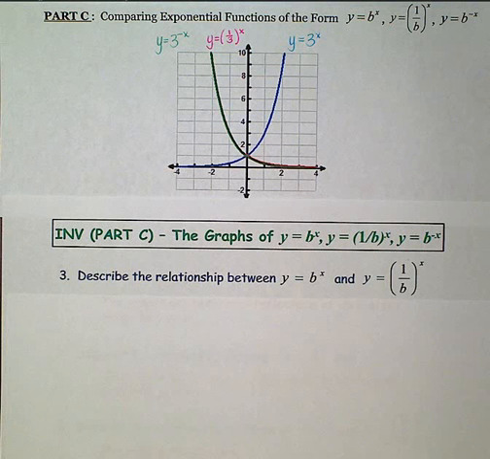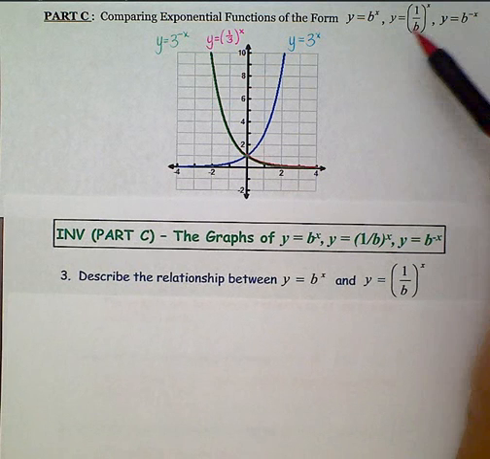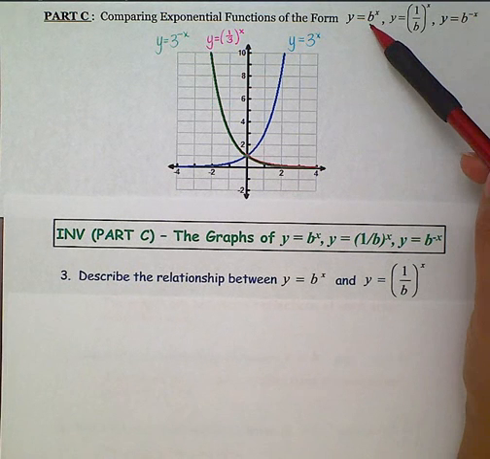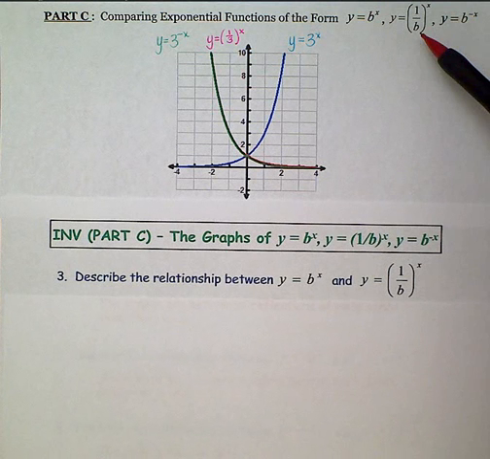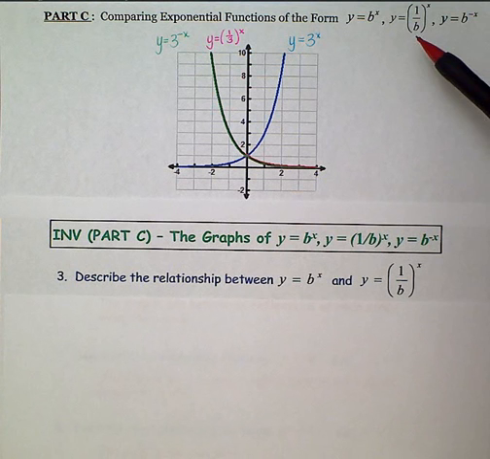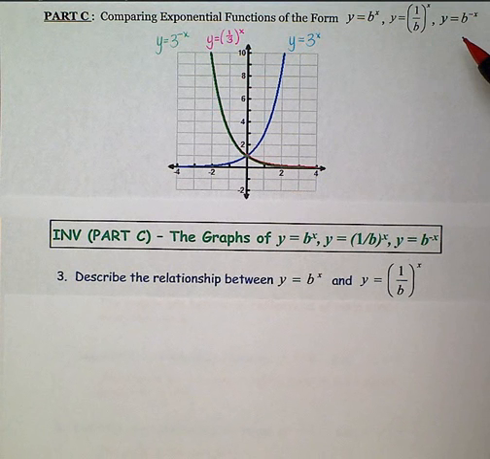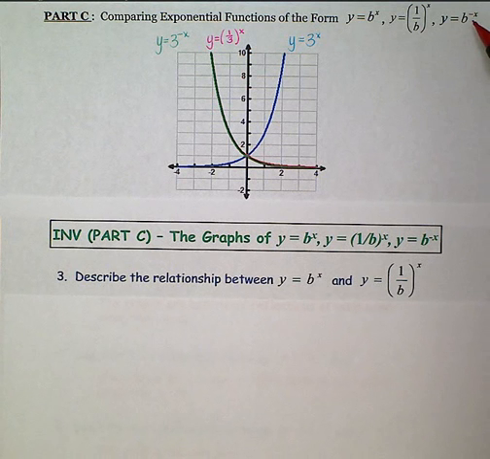1 over b to the exponent x and b to the exponent negative x. So if you look at b to the exponent x, you're essentially looking at bases for the function that are greater than 1. And for 1 over b to the exponent x, we're looking at functions where the base is between 0 and 1. And then b to the exponent negative x, it doesn't really matter what the base is. But what I want you to notice is that in this case you have a negative exponent.